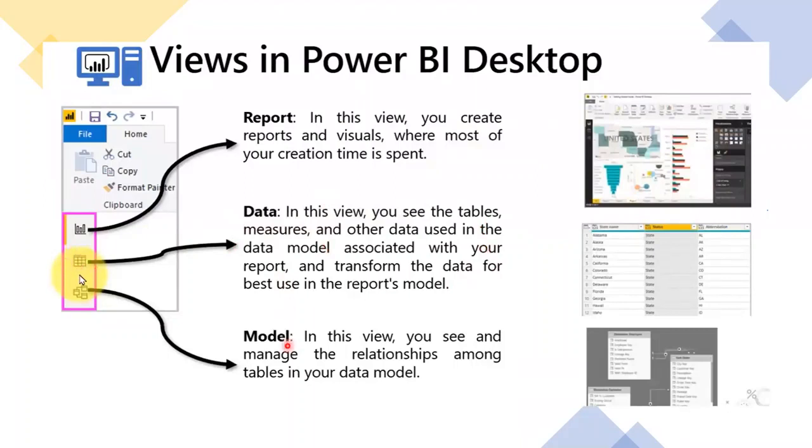And finally, the model view. In this view, you can see and manage the relationships among the tables in your data model. As I said, if you are pulling different data sources, we give some relationships so that each data set can interact with the others. As shown in this pictorial representation, this is one table, this is another table, and this is another table, three different tables. We give some relationships so they interact with each other. That is what we call the model view.